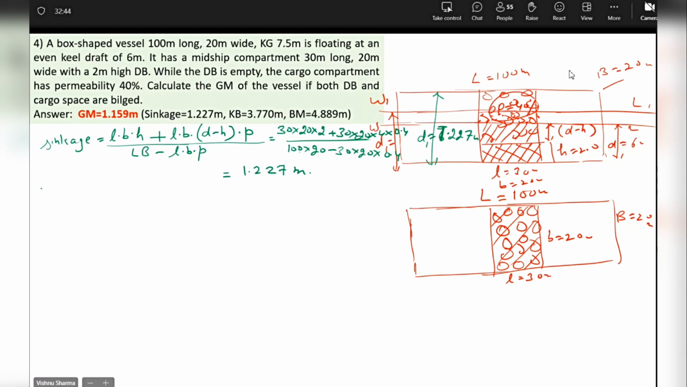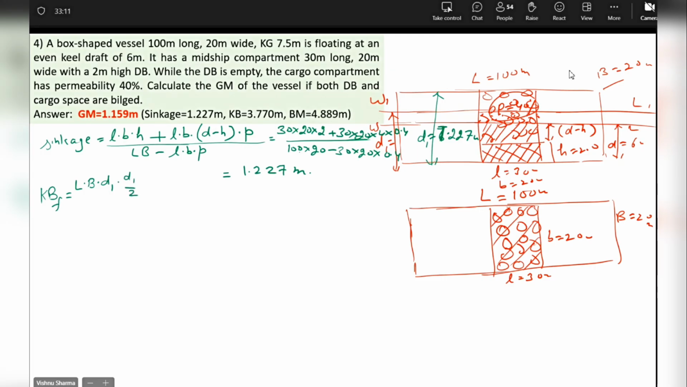So KB final. First, write down the notational form. Vertical moment of underwater volume. Talk to yourself like this: vertical moment of the underwater volume up to W1 L1. What is the underwater volume? LBD1. Then asking yourself a question, what is its sliver? D1 by 2.